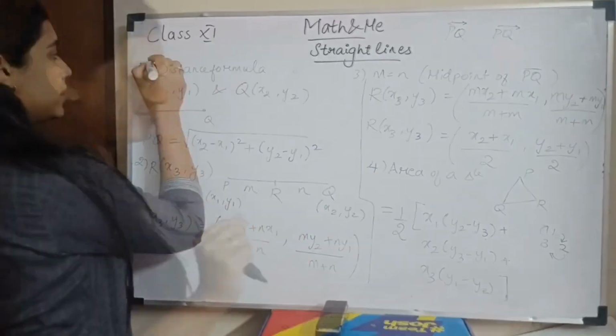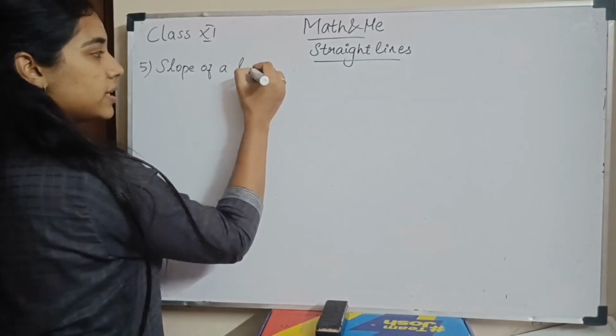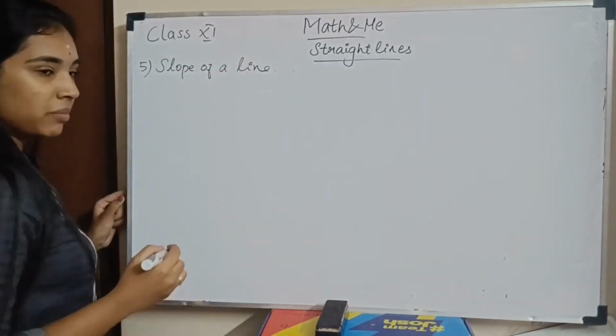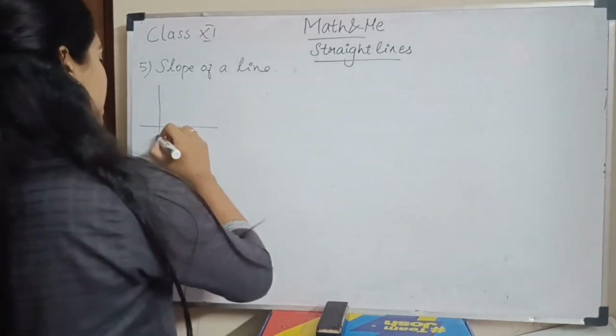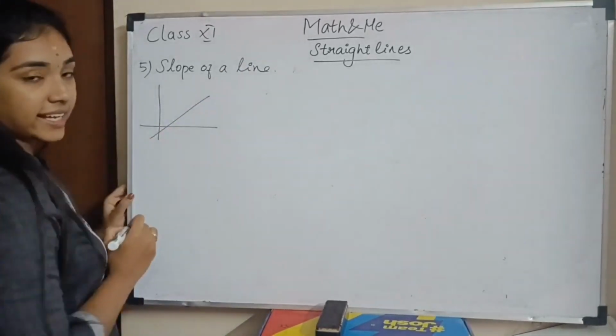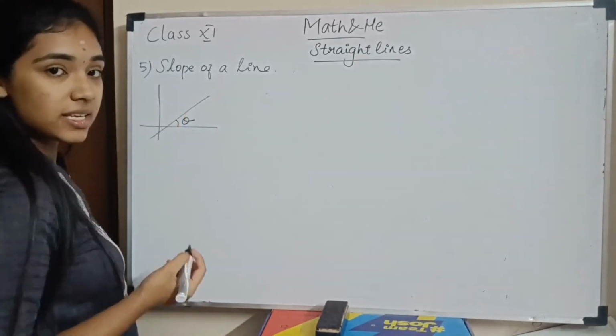Okay. Next is the slope of a line. What do you mean by a slope? So when you have a line that passes through the x-axis, the angle that it makes with the x-axis is theta.